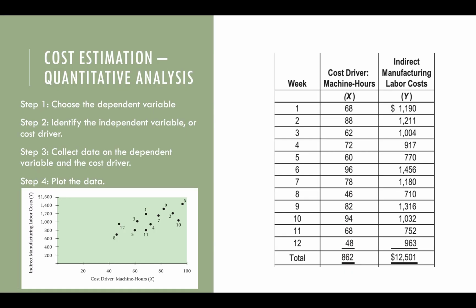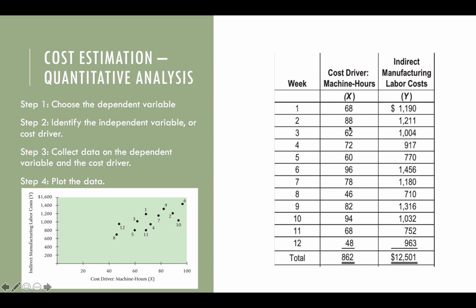By identifying the cost driver and calculating the cost, it will help the manager to estimate the cost for a project and help them in the decision-making process in the future. There are 6 steps to estimate the cost. The first one is to choose the dependent variable. As seen in the table, the dependent variable is indirect manufacturing labor cost, because the cost depends on another variable. The second step is to identify the independent variable or cost driver. Here the machine hour is the cost driver.